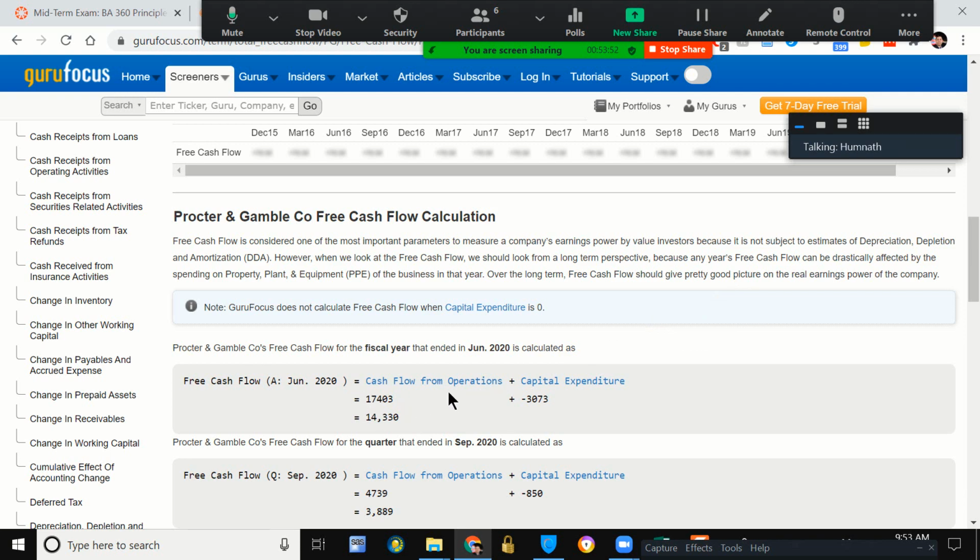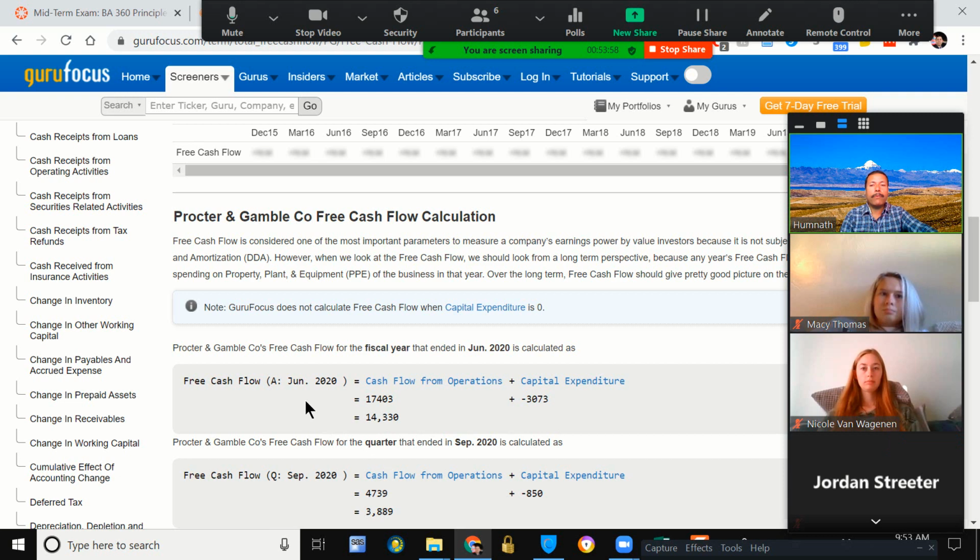Where do you get cash flow from operation? Anybody? Where can you find cash flow from operation in your financial statement? No? This cash flow from operation is in the cash flow statement. This is coming from the cash flow statement.